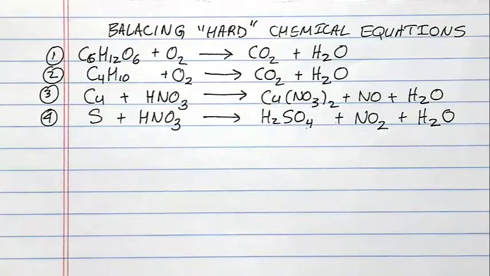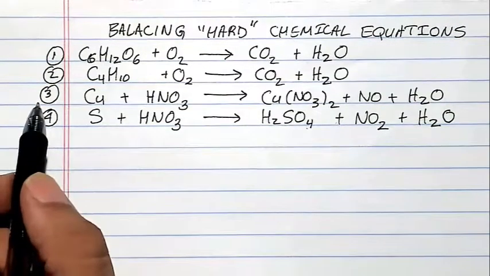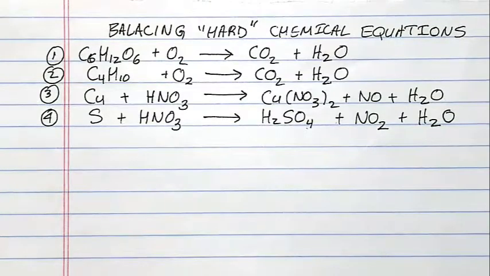Okay, class, let's try to work out some procedures to balance what I would call hard chemical equations. There's two real methods to do this. One is the more straightforward trial and error method. And the second one, for what are considered hard chemical equations, would be using methods of algebra. So we're going to go over both types of methodologies.